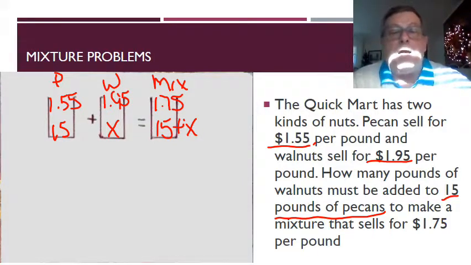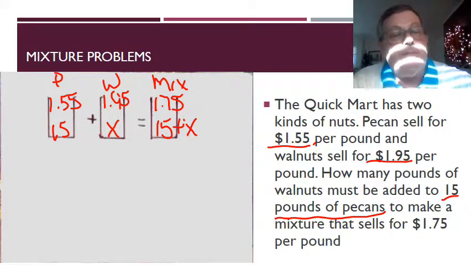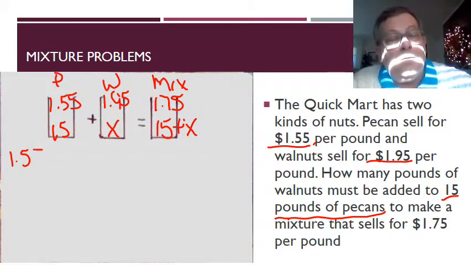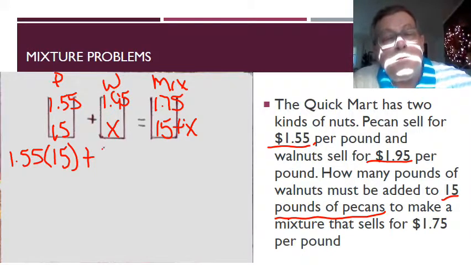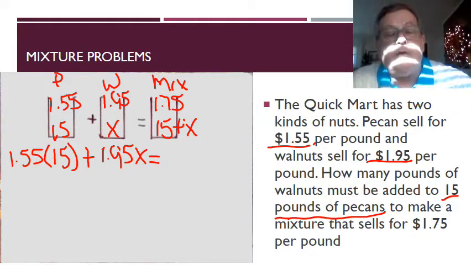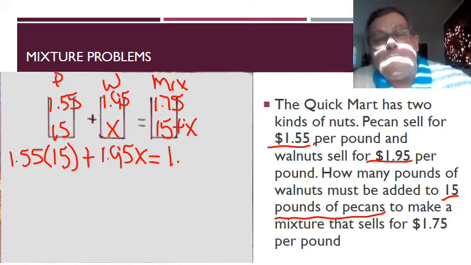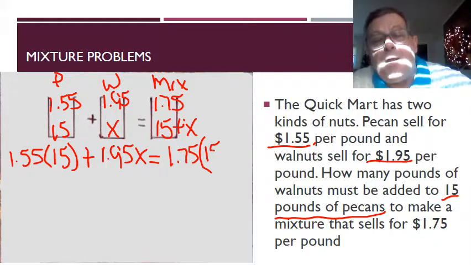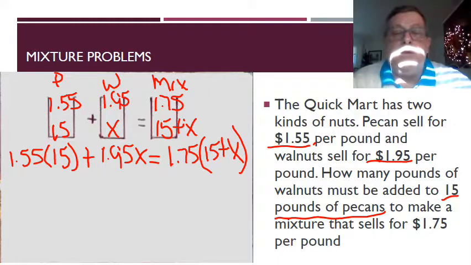Now that I got my buckets labeled, I can set up my equation. I've got $1.55 of pecans, and I've got 15 pounds of those. And I'm going to add walnuts at x pounds times $1.95, so that's $1.95x. And that's going to equal the total cost of my mixture, which is going to contain the 15 pounds of pecans plus however many walnuts it's going to take to get my cost to $1.75.